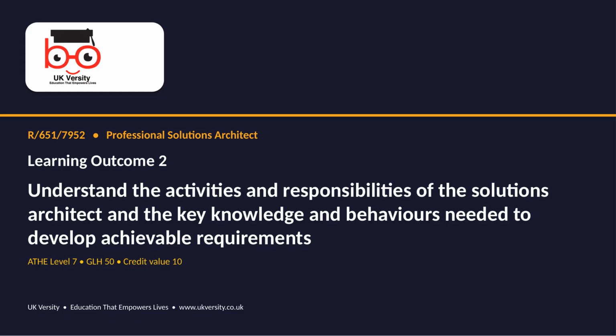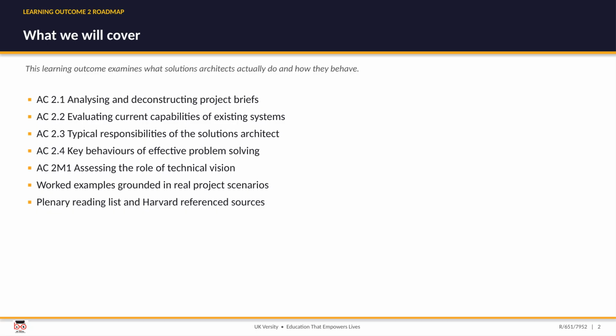We will also explore the behaviors that make problem-solving effective and finish with the idea of a technical vision and why sharing it matters. Here is the shape of what lies ahead. We start with how a solutions architect analyses and deconstructs a project brief, then move on to evaluating the capabilities of existing systems. From there, we look at the typical responsibilities of the role and the behaviors that underpin effective problem-solving before turning to the notion of a technical vision. Throughout, there are worked examples grounded in real project scenarios, so the theory always lands in something concrete.